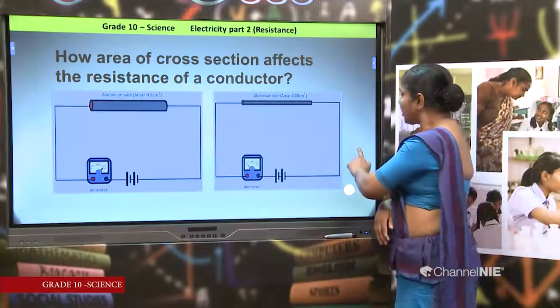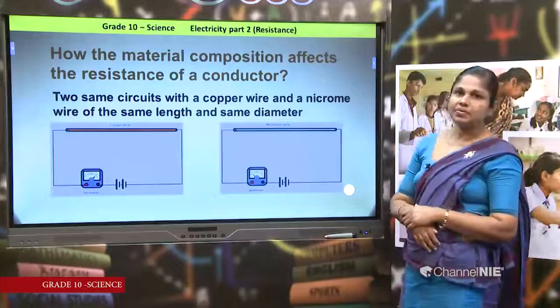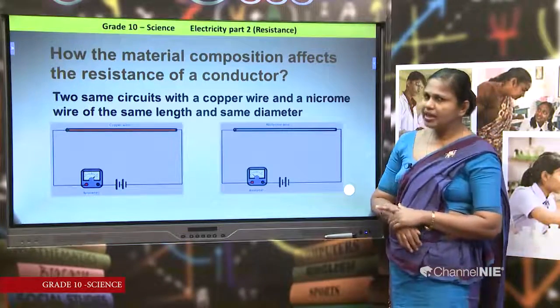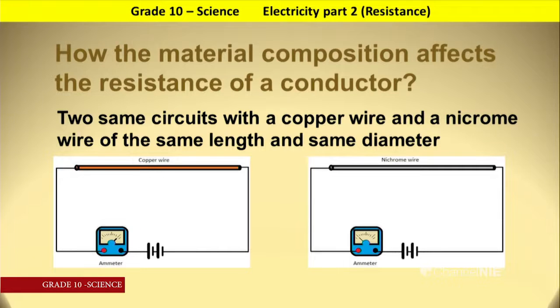Right. Now look at these two circuits. Here, two wires or two materials are used, with the same length, same diameter, same cross-sectional area. One is copper and the other one is nichrome. Then which ammeter shows us the greater reading, children? The ammeter connected to the copper wire gives a greater reading. That means a high current flows when the copper wire is connected.